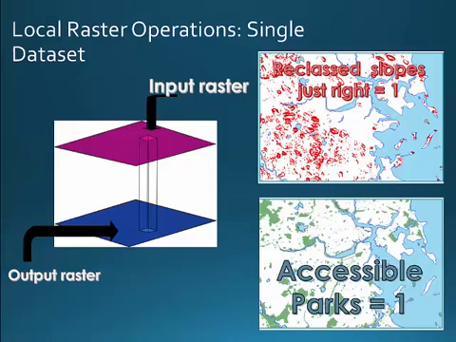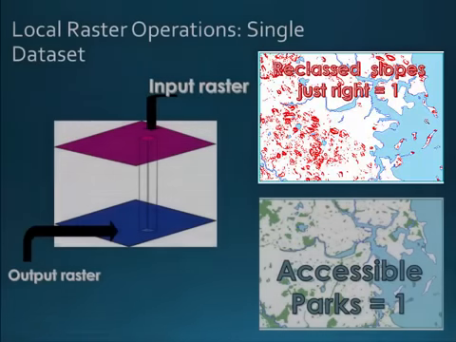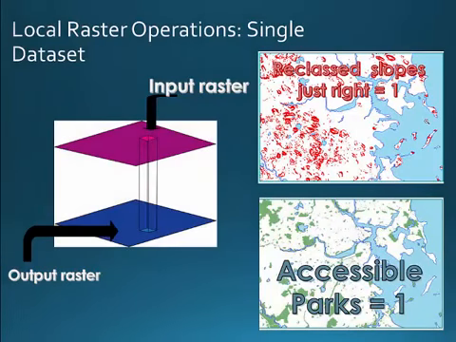In this example, we reclassify the elevation raster for slopes that are suitable for sledding. We assign a value of 1 or 0, effectively true or false, where 1 means the slope meets our criteria, and 0 means it doesn't. When you convert the parks vector layer to raster and reclassify it for accessible versus non-accessible parks, these two layers will help us narrow down our search for accessible parks that are ready for sledding.